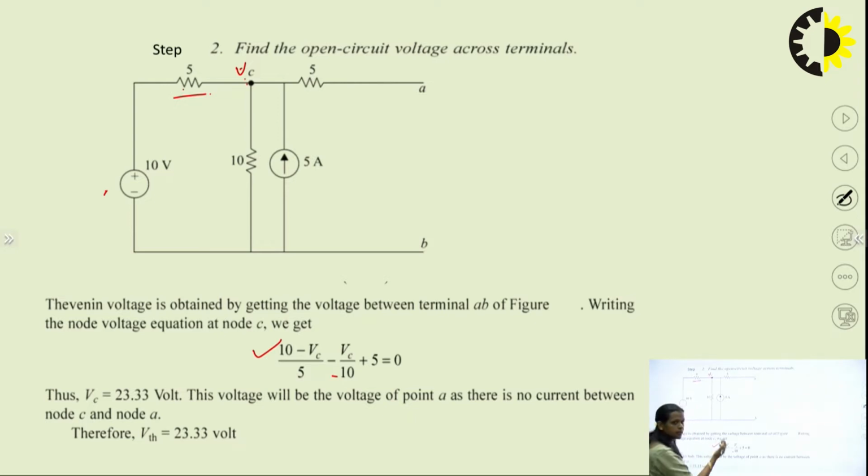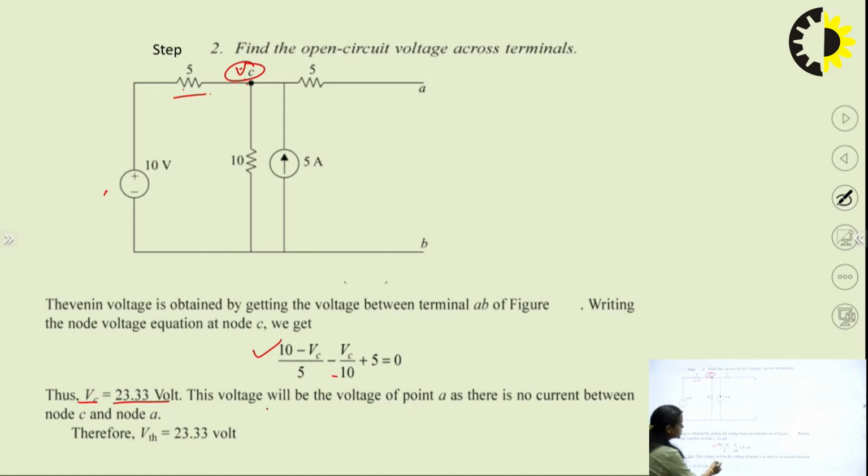So by using the node equation, we have written this equation, and after solving this, we will get the value of Vc, that is 23.33 volts. So this is the value of Vc. We have found the value of this Vc, right?